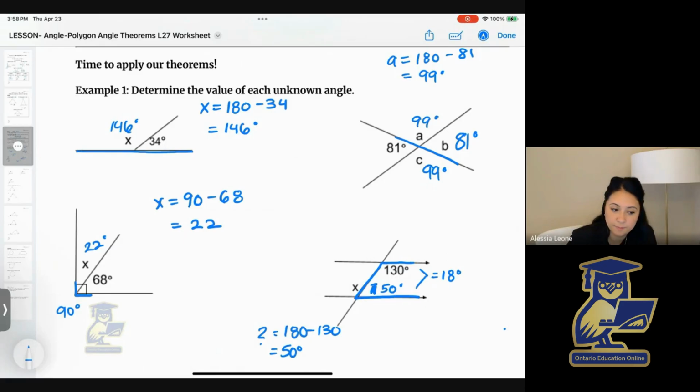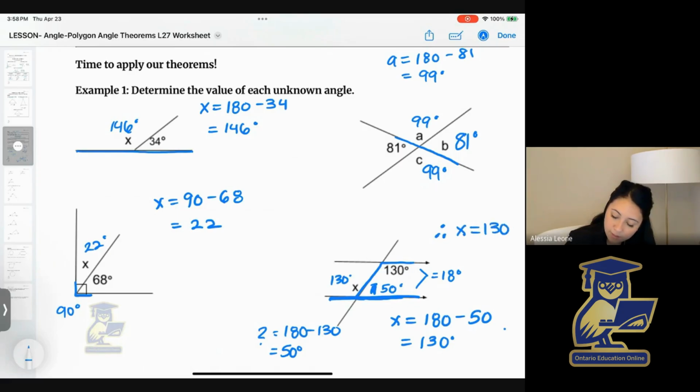50 degrees. Now, to find x, we know it's on a flat line with this 50. X will be 180 minus this 50, because this 50 is on a flat line with x, so that flat line will be 180. Because we had to do multiple calculations here, to keep our work organized, we can put a little note up here. Therefore, x is 130 degrees, just to be clear.